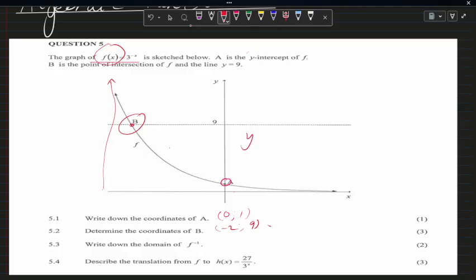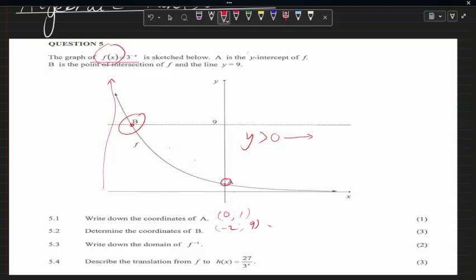So from there to there, we know that that is the range of our function. So the function that we are working with has a range of y is greater than 0. Okay, y is greater than 0. So this is the range of this graph.